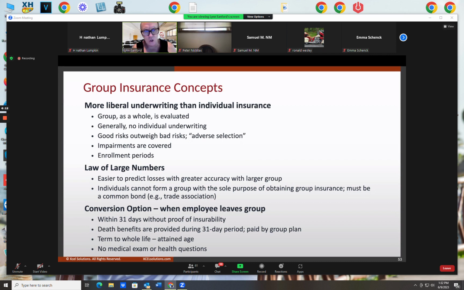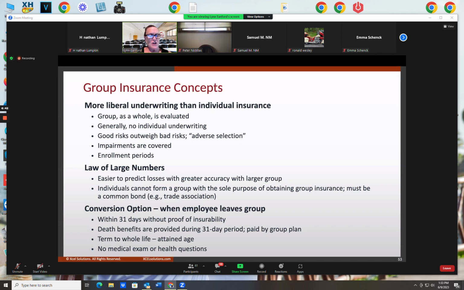Conversion option. When an employee leaves the group, they have 31 days to convert to their own standalone, individually owned life insurance policy. And most insurance companies will require you, if you're covered by a group term policy, to convert to a standalone, individually owned, permanent cash value life insurance policy. They don't allow you to convert from term to term. They only will allow you to convert from term to some sort of permanent cash value life insurance policy, such as whole life, UL, or VL contract.